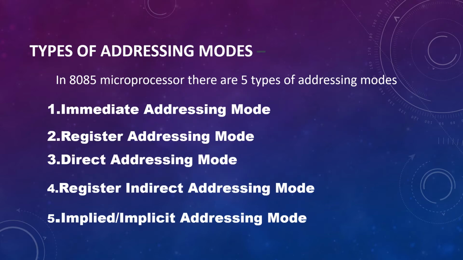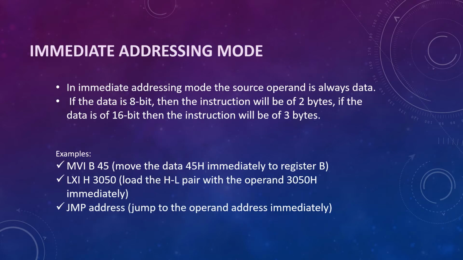Types of addressing mode. In the 8085 microprocessor, there are 5 types of addressing modes: immediate addressing mode, register addressing mode, direct addressing mode, register indirect addressing mode, and implied or implicit addressing mode. Let us discuss one after another.